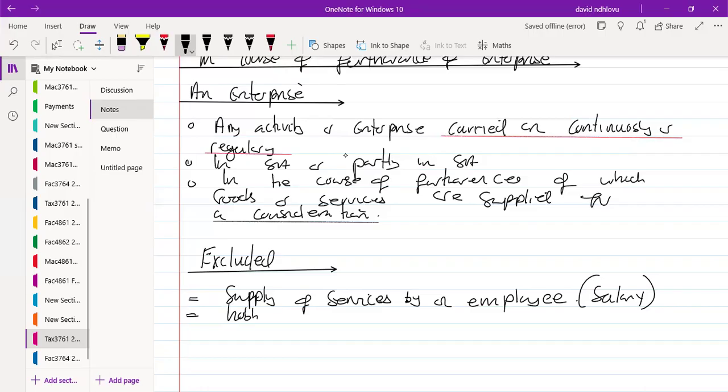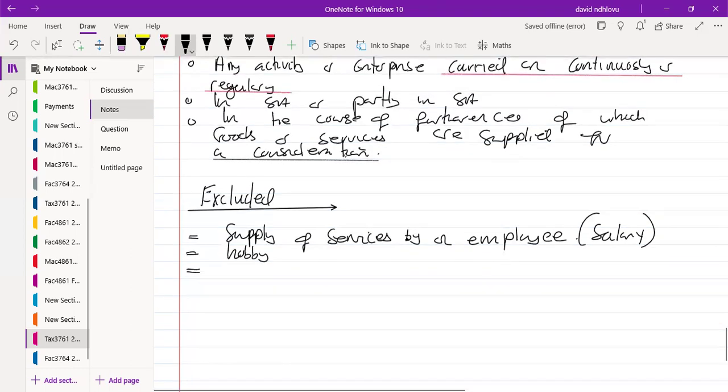A hobby. Anything that is a hobby specifically is not carried on continuously. It's something that is done during someone's free time. Right? Exempt supplies. If you are providing exempt supplies, these will not constitute enterprise. So they will not attract VAT under any circumstances.